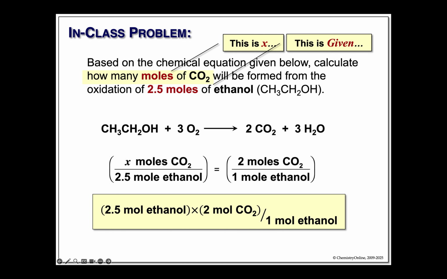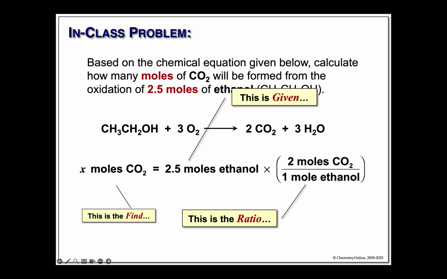Moles of ethanol cancel nicely. 2.5 times 2 divided by 1. Makes it a little bit simpler, a little more direct. If we instead wrote it out, take our unknown ratio here, move this up. This is find, given, and ratio. So it's the same method, it's just a little more compact. Don't have to write things twice. Any questions?